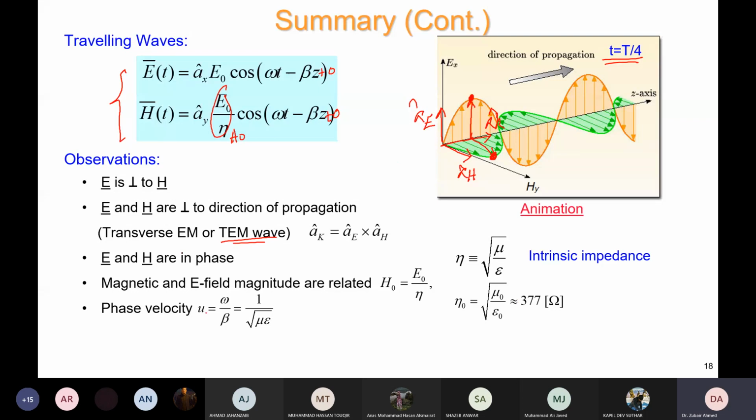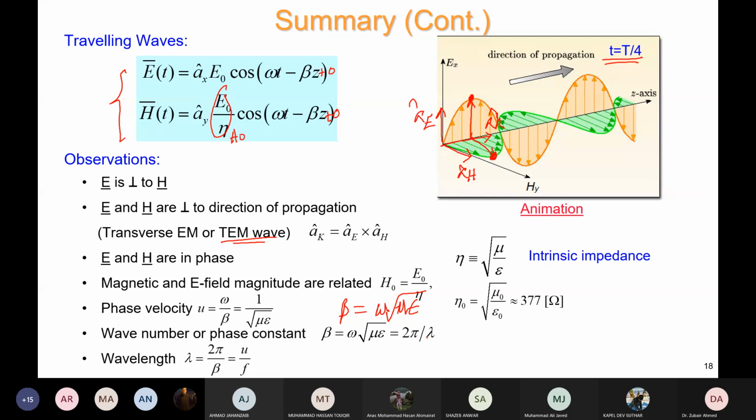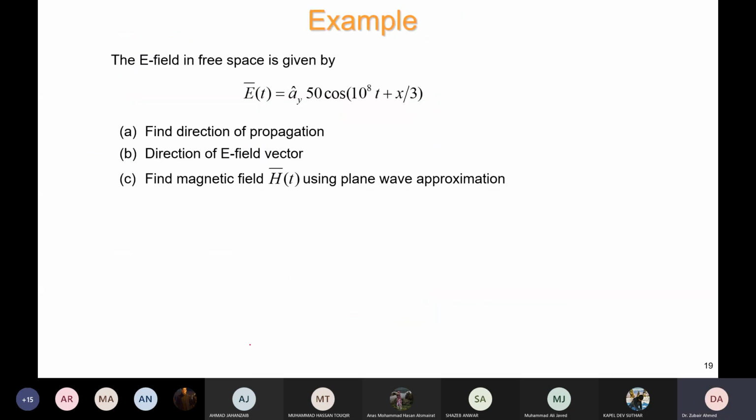We also defined the phase velocity u, which was equal to omega by beta. And if you use the definition of beta equal to omega times the square root of mu epsilon, then u can also be found using the constitutive parameters, that is 1 over the square root of mu epsilon. And lastly, the wave number or phase constant beta is given by omega times the square root of mu epsilon, or 2 pi by lambda. And the wavelength of the signal can be calculated by 2 pi by beta, or u by f. So this is our summary.